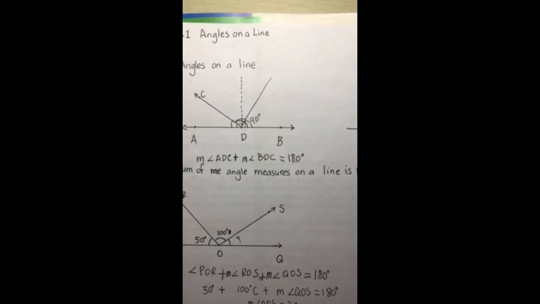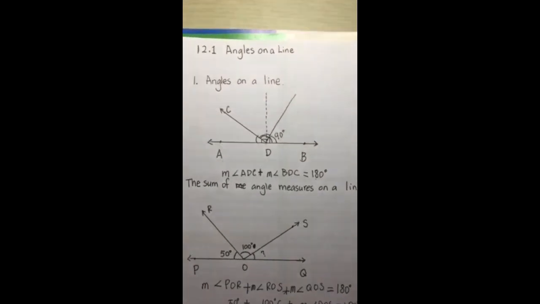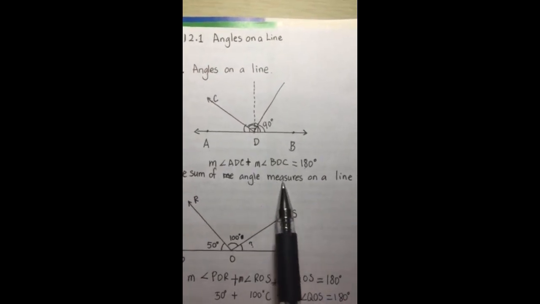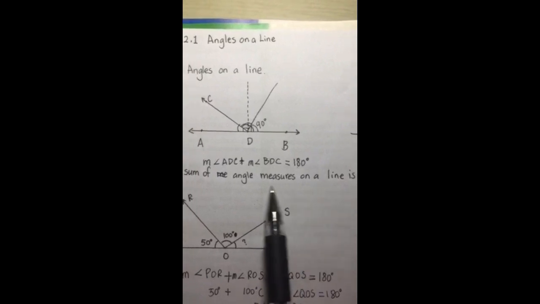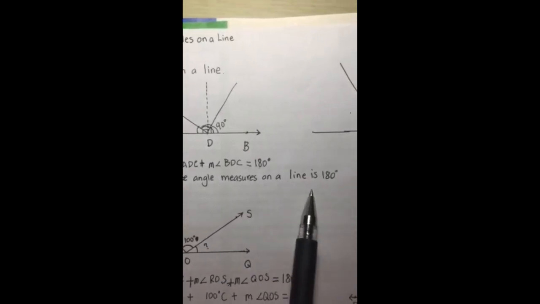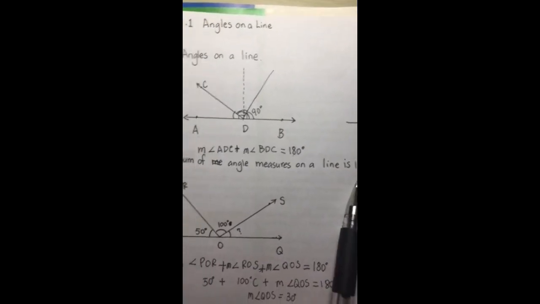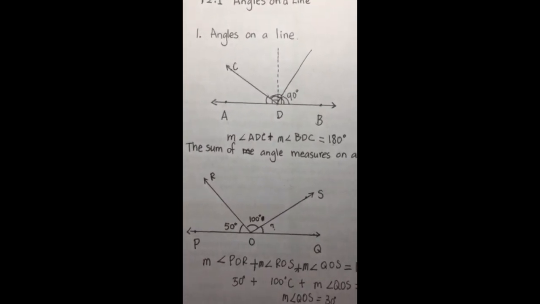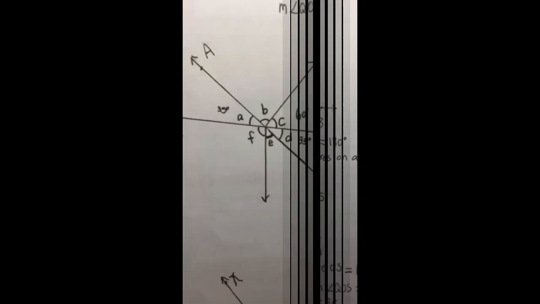The sum of angle measures on a line. Well, the sum of angle measures on a line is 180 degrees. And just like this one, these three angles are called angles on a line.